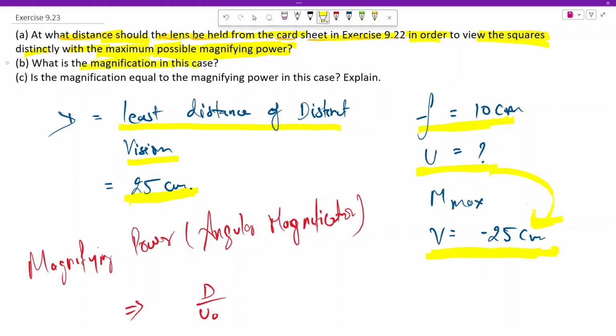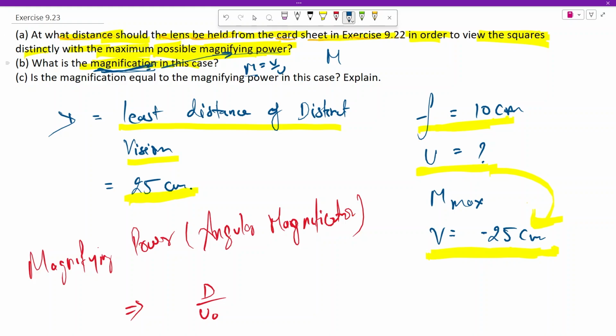Here the magnification, the value of m, is going to be equal to v by u, where small m represents the magnification and capital M represents the magnifying power. So we have to find out the value of u so that we can use the formula v by u. Now we also need to comment on whether the magnification is equal to the magnifying power.